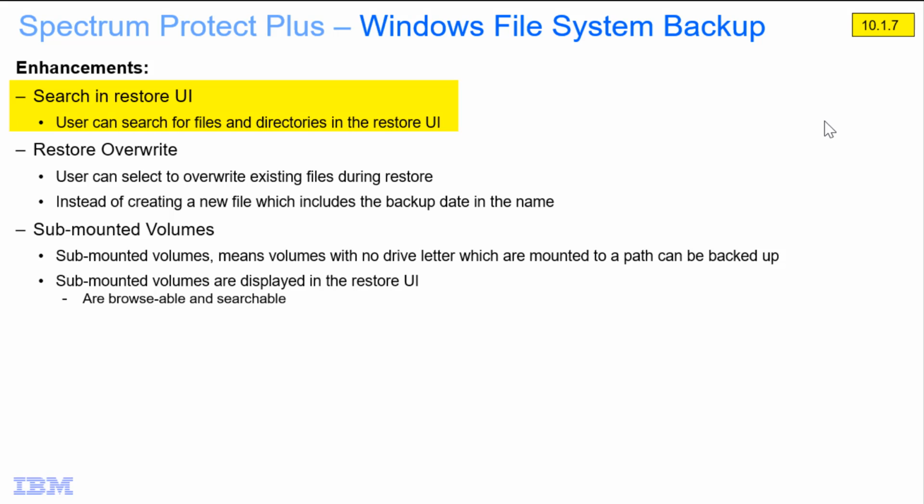And the restore UI now has a search bar. In the search bar, the user can just search for files and directories. He can use patterns like asterisk and question mark in the search phrase. Then when the result is displayed, the user can just select from the results list to restore files or continue browsing.